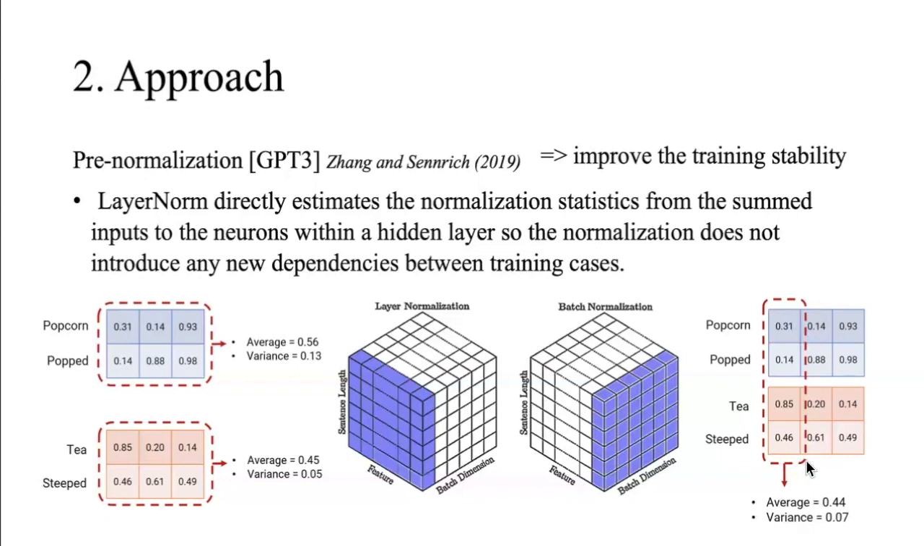So that's the difference. Basically, the normalization dimension is different. In this one you fix the batch dimension and just normalize within the sequence. In this one you fix the feature dimension and normalize across the batch tokens. That's the major difference.